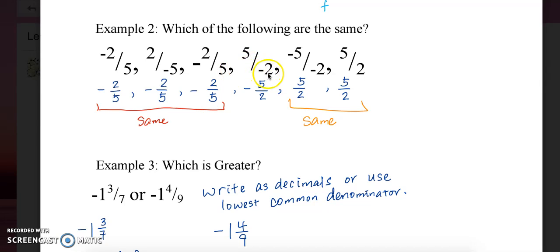The next fraction is 5 over negative 2. So this is the flipped version, or more properly, we call this the reciprocal of 2 over 5 negative, or negative 2 over 5. So it looks like that. The next fraction, we have negative 5 over negative 2. The rules of integers tell us if I have a negative number over a negative number, the two negative signs simplify into positive. So you have 5 over 2. And the last fraction is also 5 over 2, so I can conclude that the last two fractions are the same.